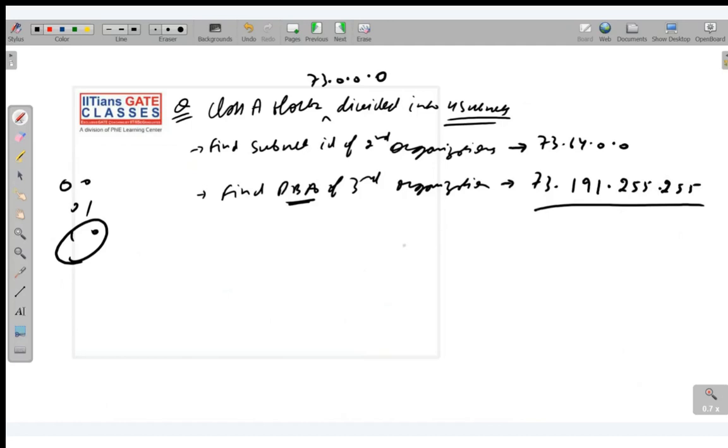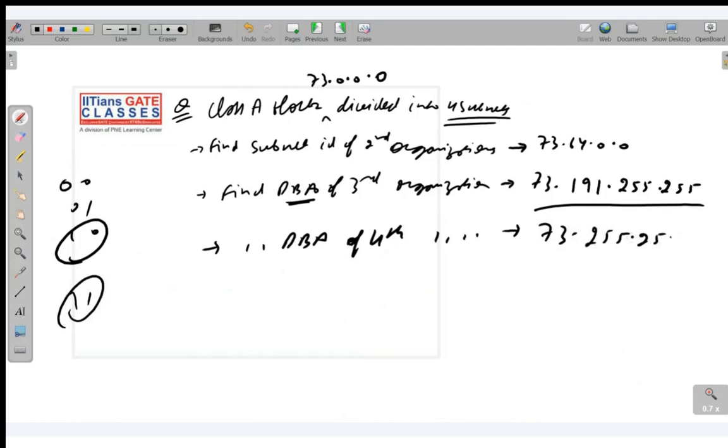Okay, and one more question is coming to my mind. If they say the DBA of the fourth organization, what will you say? The DBA of the fourth organization will be very simple. Last organization means double one. Yes, sir. So it will be 73.255.255.255.